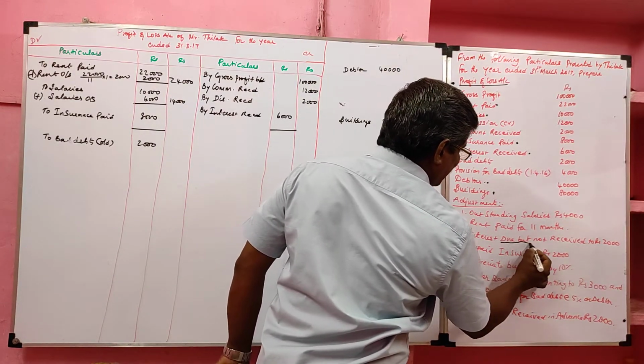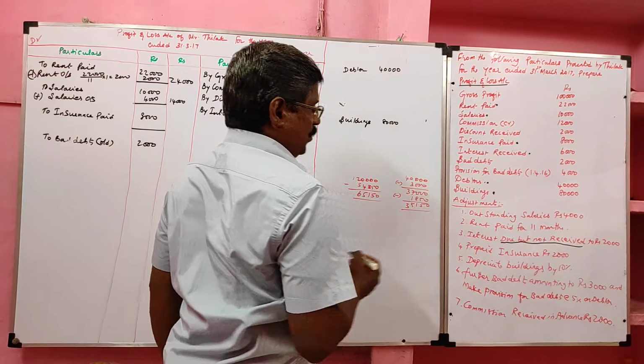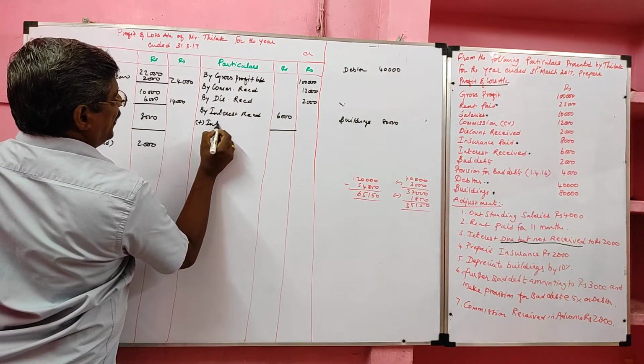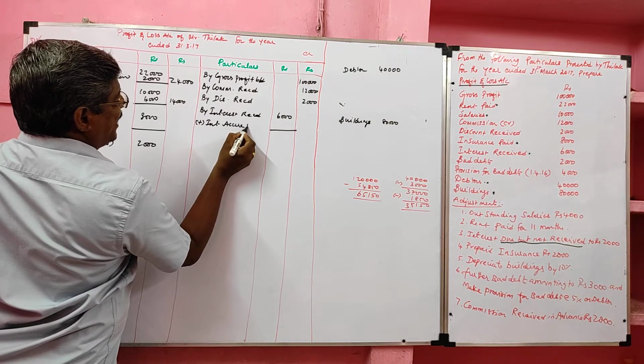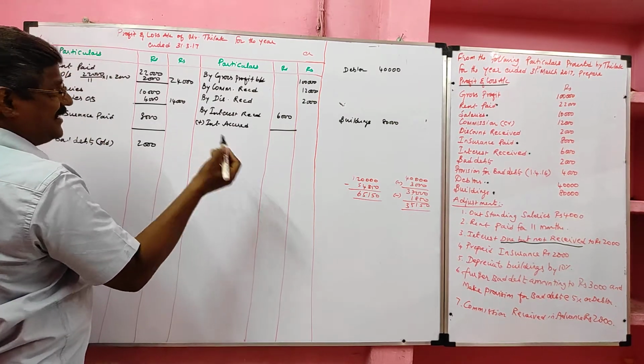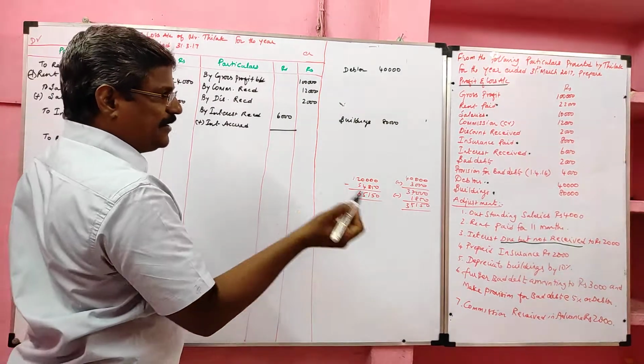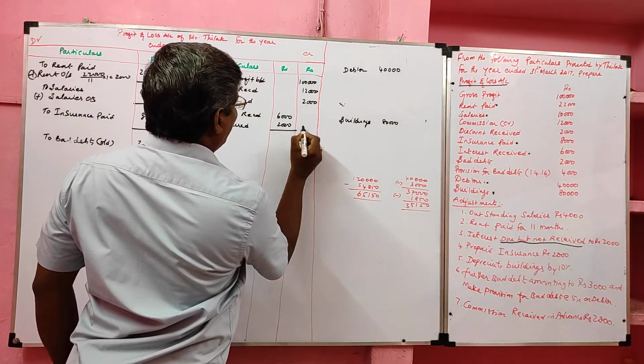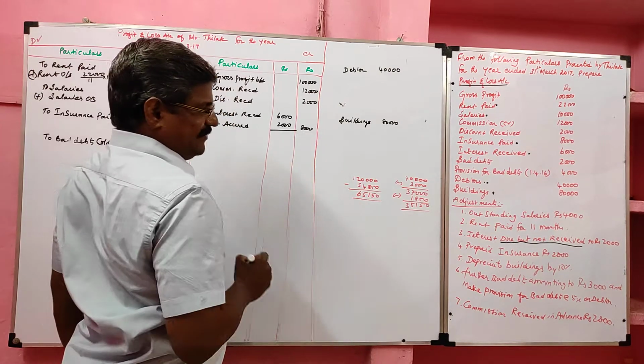Next, interest due but not received. This means interest earned but not received. Interest accrued. This is nothing but interest accrued. Interest accrued should be added with the interest in the credit side of profit and loss account, and it will appear in the asset side. We are not preparing balance sheet, simply we have to add with the interest received.